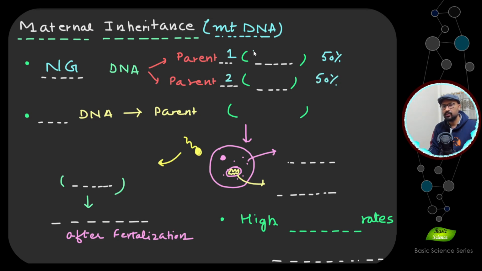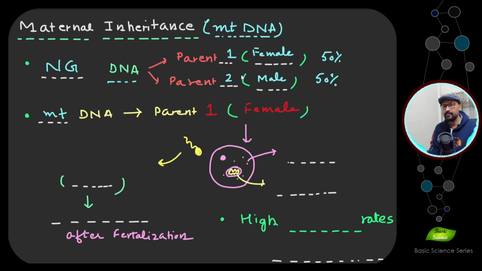So in this case, I'm going to write female here and then male here. So 50% is coming from female, and then the second one is coming from the male. So 50%, right? What about the mitochondrial DNA? So the mitochondrial DNA is going to come from only a single parent, parent 1 in this case, which is female.